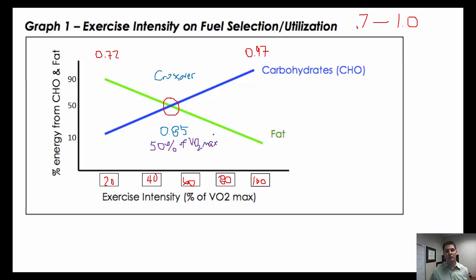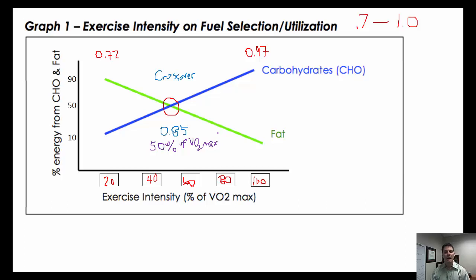And it gives us a nice little principle or rule that we can use for undergrads to help them remember that at approximately 50% of your VO2 max, we use 50% carbs, 50% fats. It's also called the 50-50-50 rule, and is an easy way to remember this. Again, that 50-50-50 rule says at 50% of VO2 max, we use roughly 50% carbs, 50% fats.